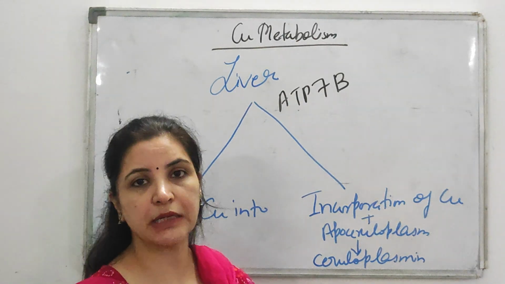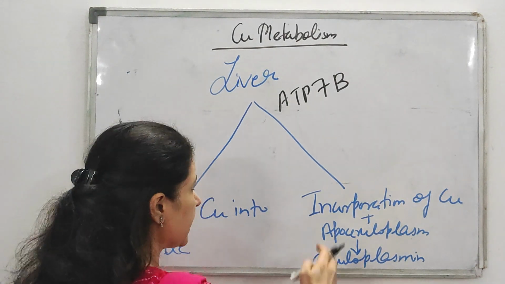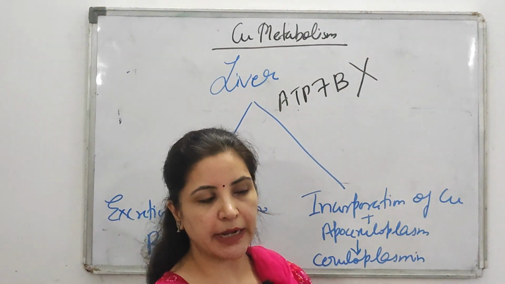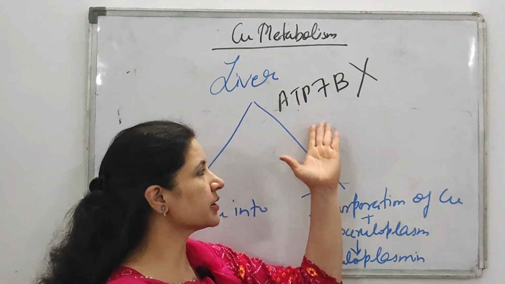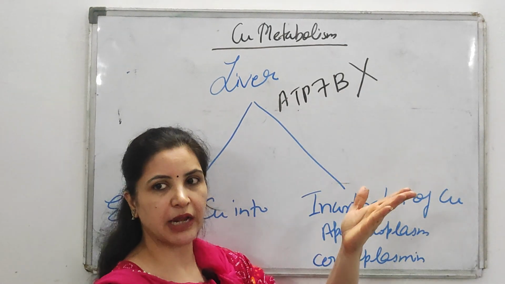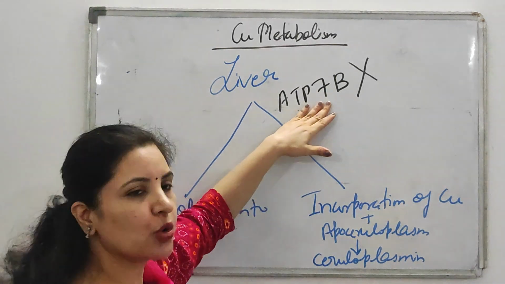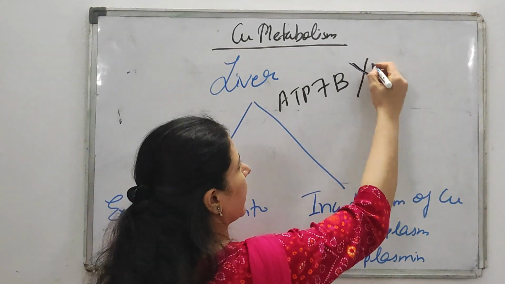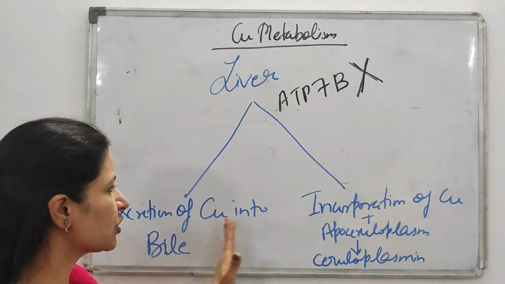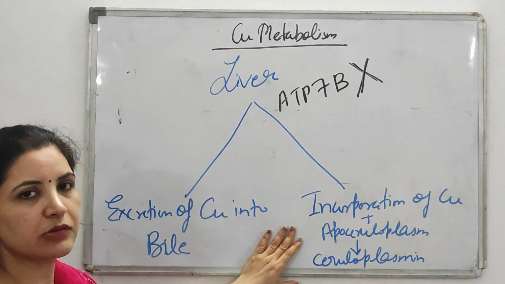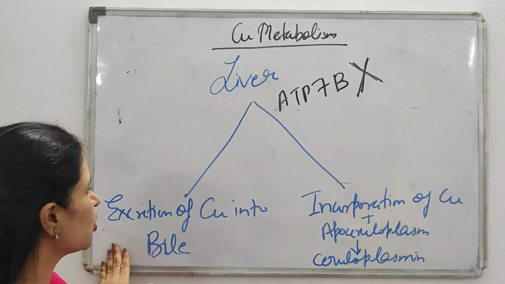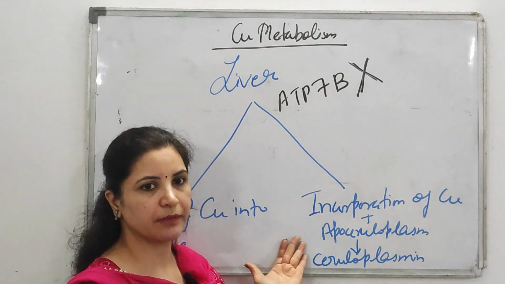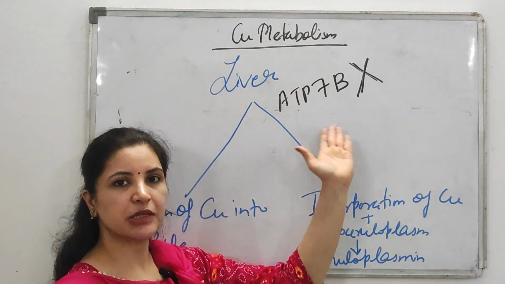Now, what happens in Wilson disease? In Wilson disease, the ATP7B gene is defective. If your ATP7B gene is defective, then of course this transporter protein is also not there, because that gene is defective. So there is no ATP7B transporter protein. If this protein is not there, then these two functions cannot be performed. Then there is no excretion of copper into bile and no incorporation of copper into ceruloplasmin. Isn't it? Because this protein is not there.